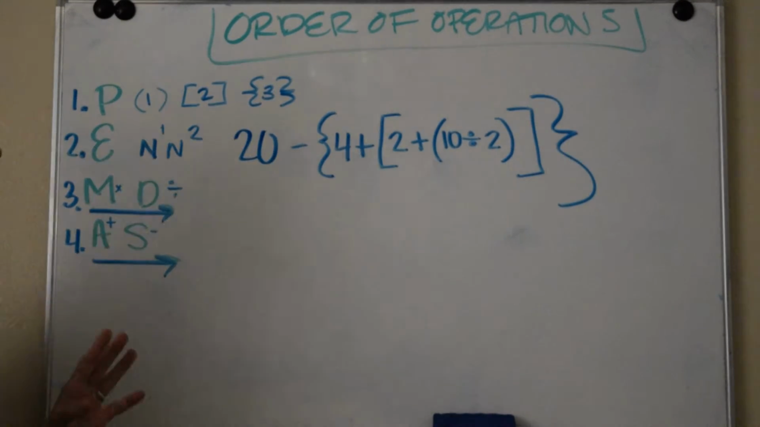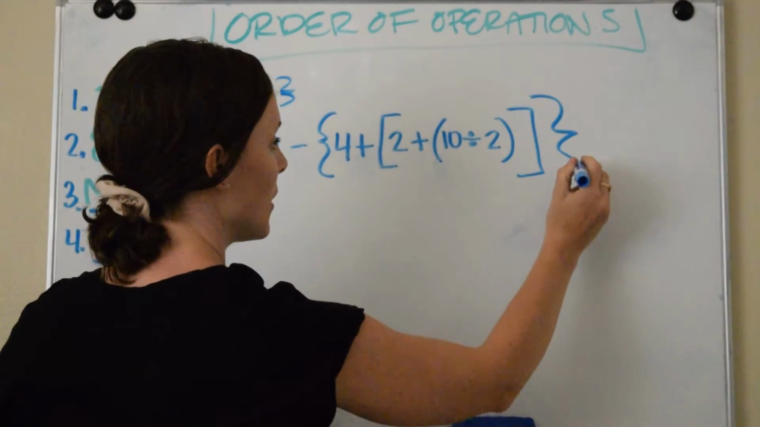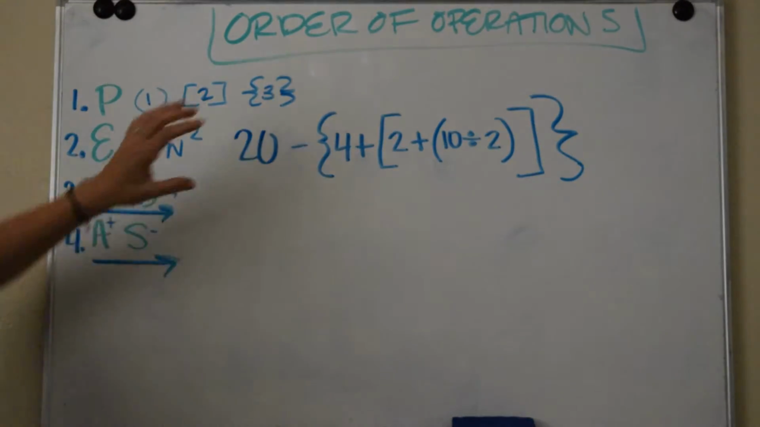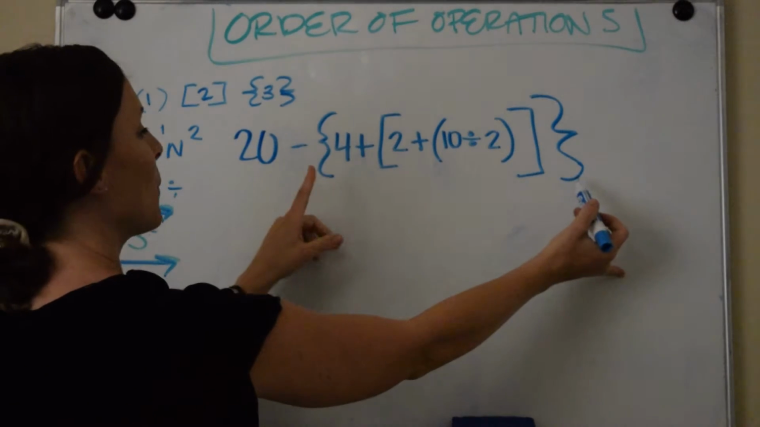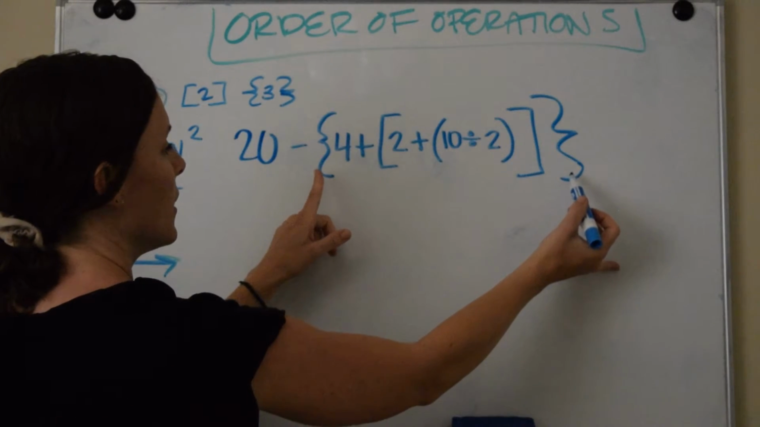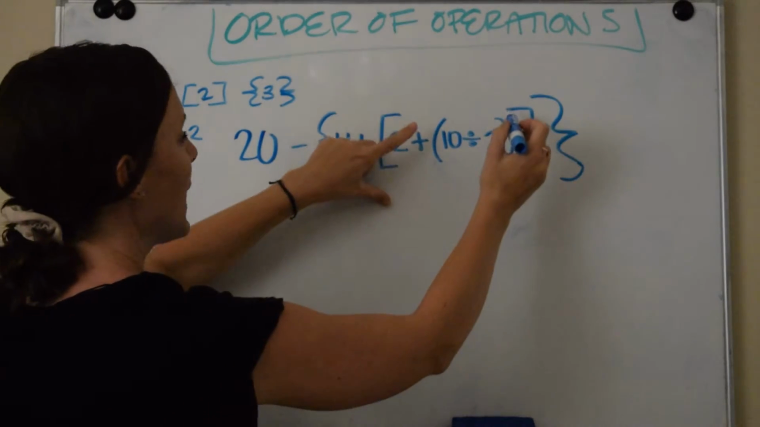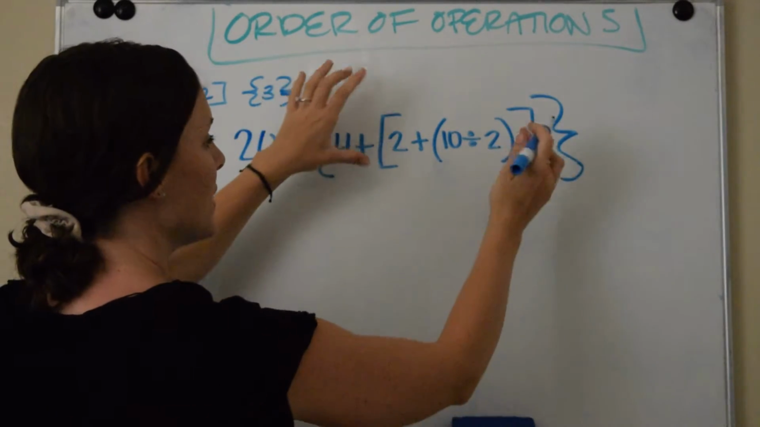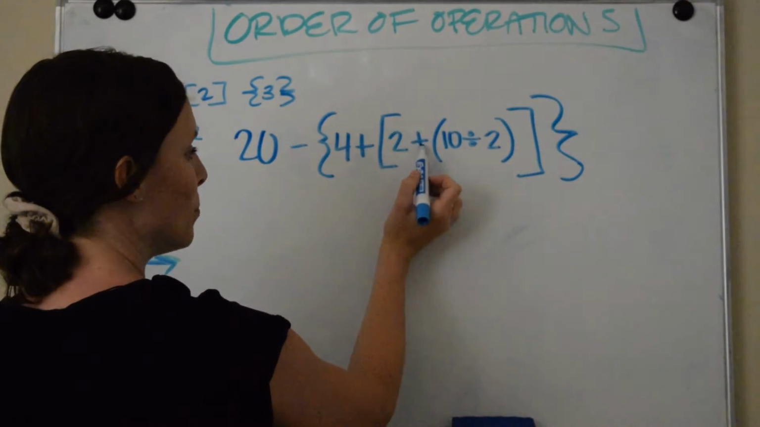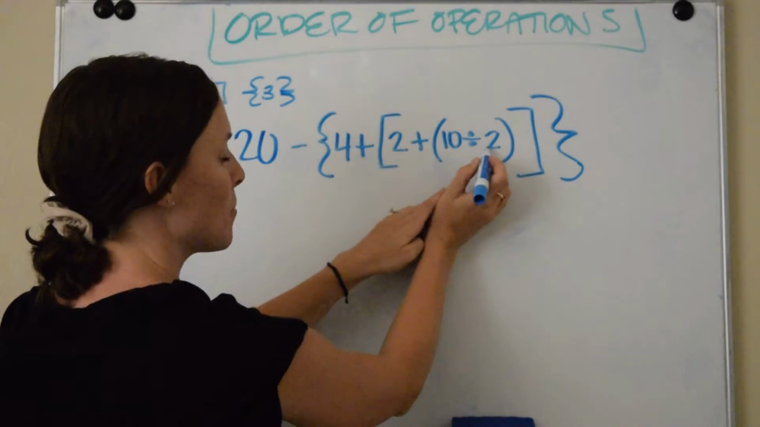I know this looks like a lot. You're like, whoa, and I know I drew this really big. It doesn't need to be that big. But I want to show you what this is. I have 20 minus over here. I have my braces, and in that I have a 4 plus. Then I have the brackets, the ones that look like the ends of a rectangle. Inside there, I have my 2 plus, and then inside my regular parentheses, I have 10 divided by 2.